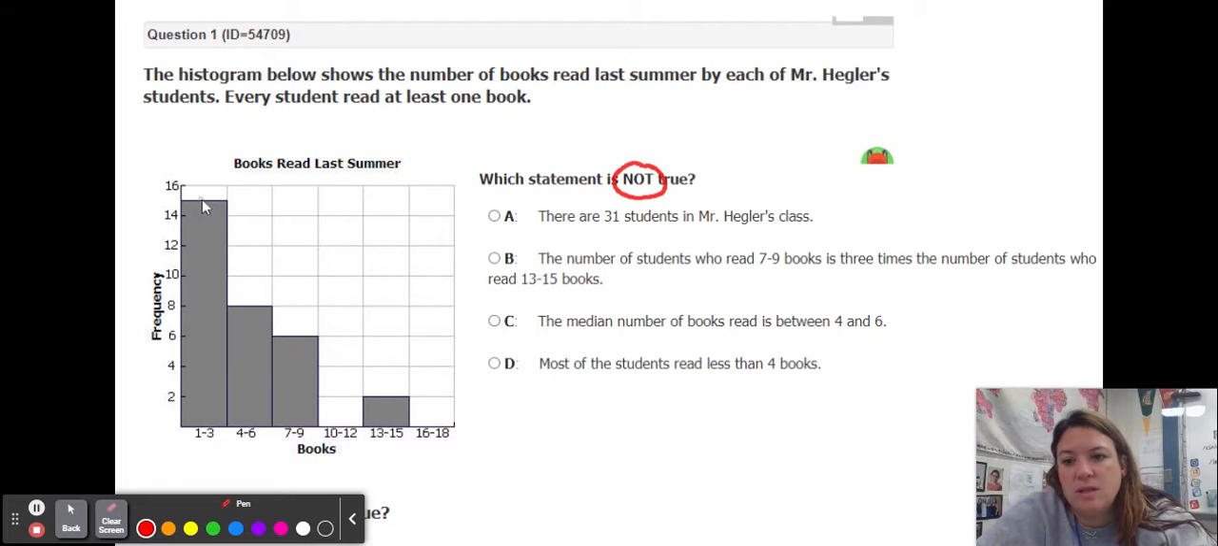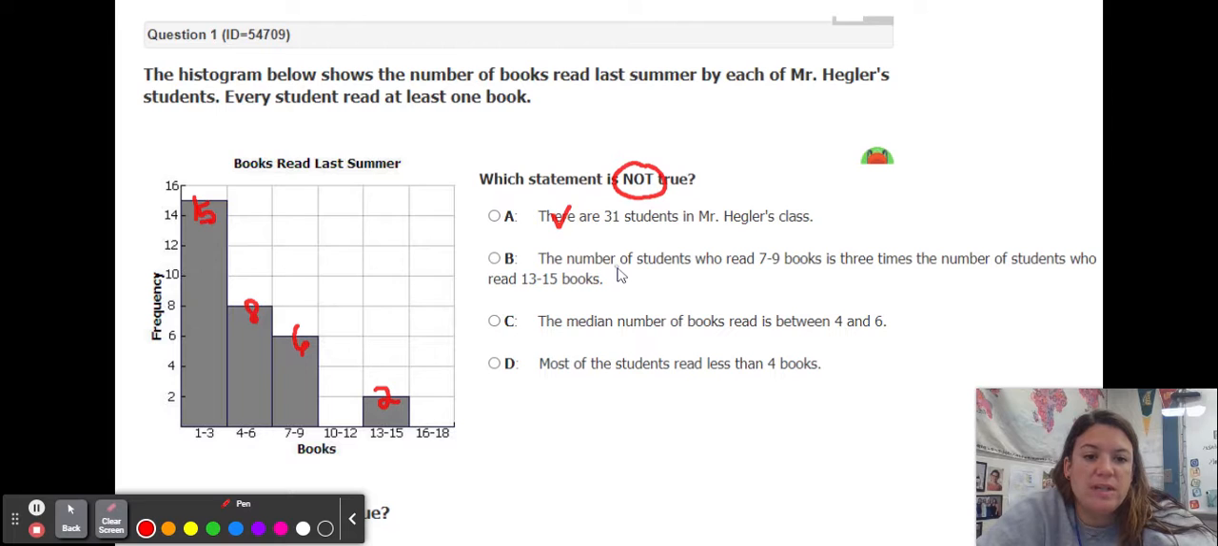So there's 31 students in Mr. Hegler's class. So this graph means, if this is books down here, 1 to 3 books, 15 students read 1 to 3 books, and 8 students read 4 to 6, and 6 students read 7 to 9, none read 10 to 12, 2 read 13 to 15. So if I add all of these up, it does equal 31. And so this is a true statement.